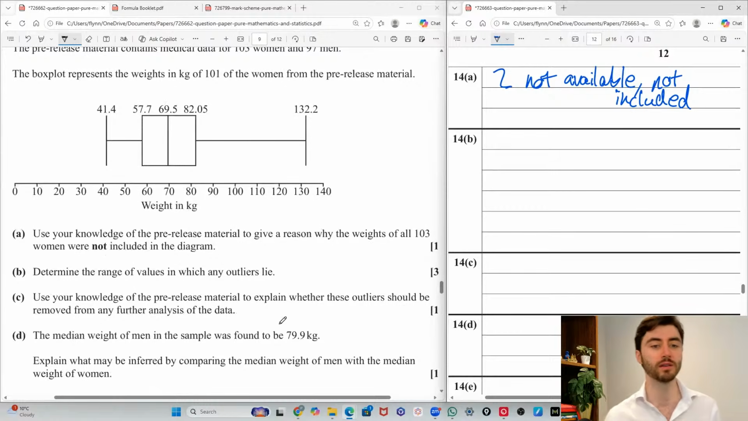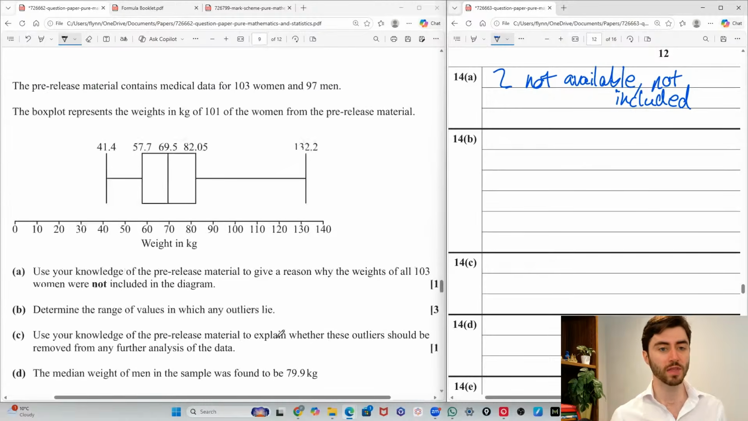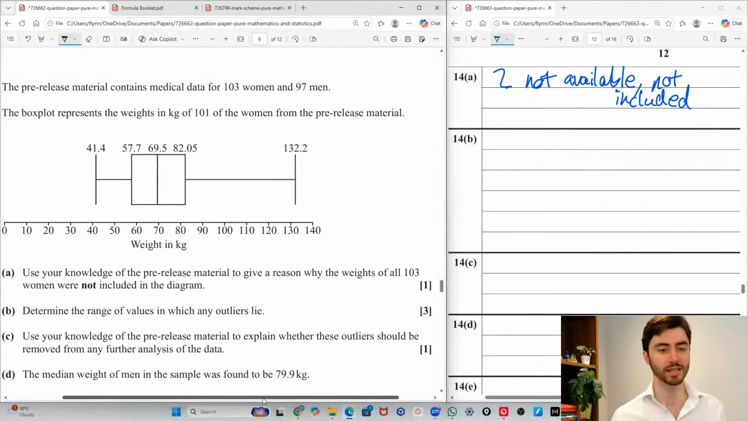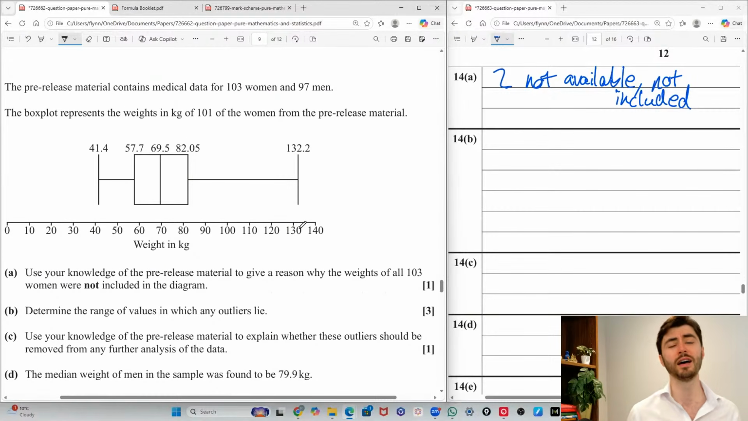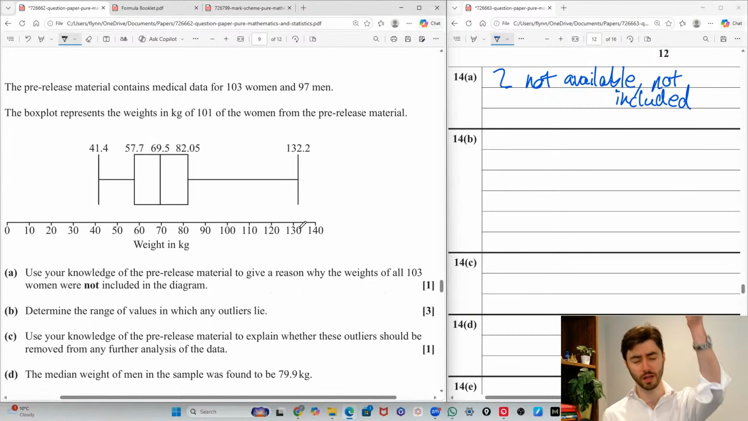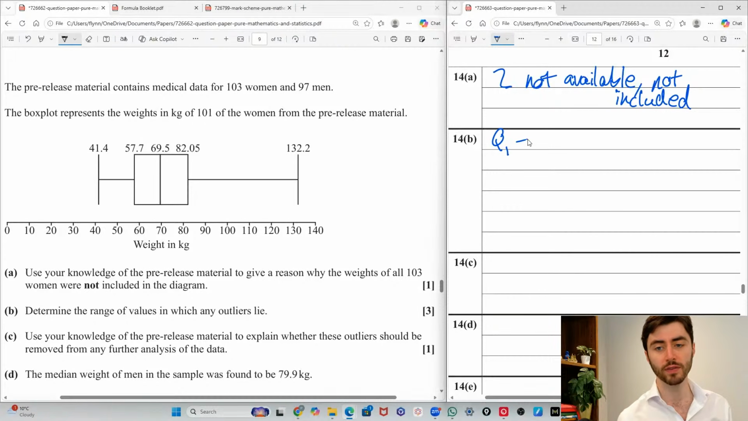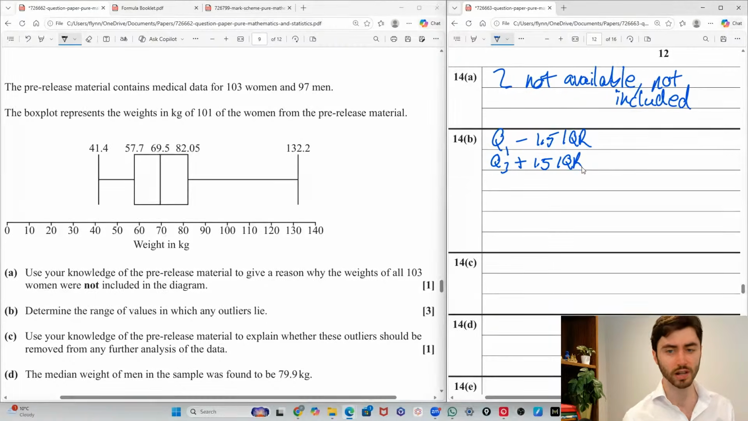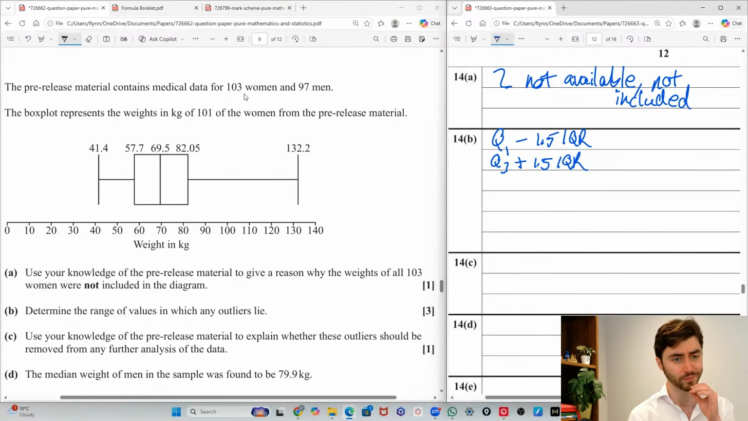Determine the range of values in which any outliers lie. Okay, so that is, again, done in the Excel. It's certainly done differently, but there is a bit of a standard here, which is Q1 minus 1.5 interquartile range, or it's Q3 plus 1.5 interquartile range. And that's my default I'm working with. I'll see if the OCR is a little bit different.